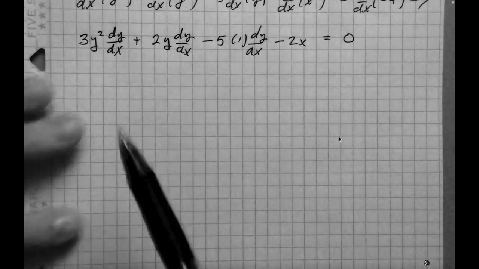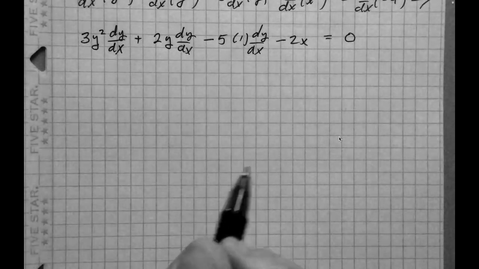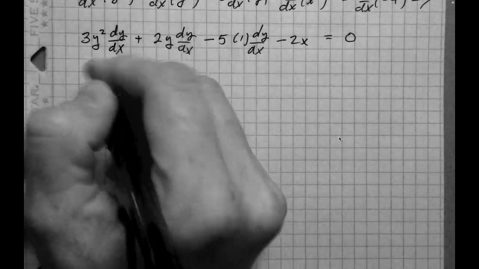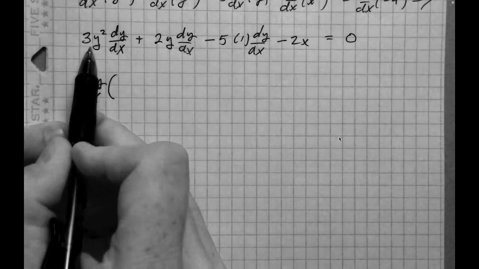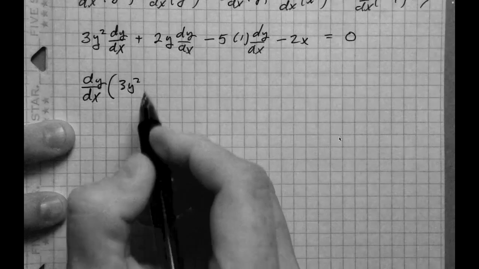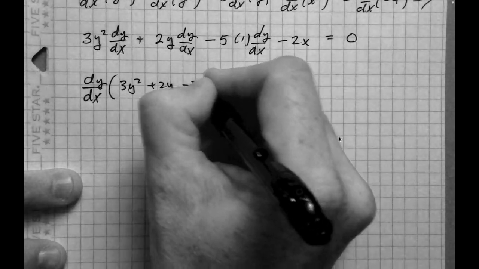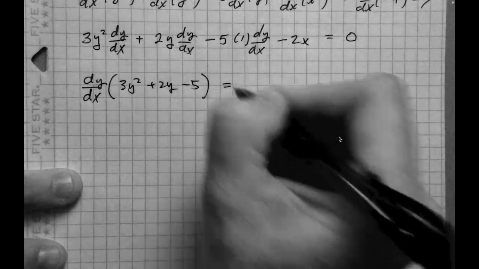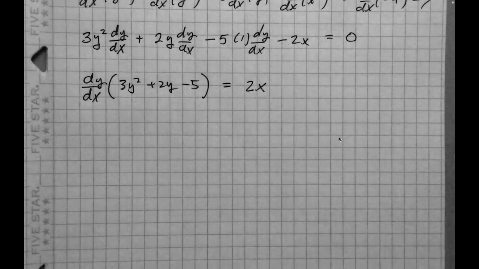Okay, so then what we want to do is we want to collect all the dy dx's, right? We've kind of got that for the most part here already, but let's just make it real explicit here. So you've got dy dx, and then you've got this guy, 3y squared plus that guy, 2y minus 5. Okay, and then you've got minus 2x equals 0. And so let's just toss that over to the other side of the equation. All right, so we've factored out all the dy dx's.